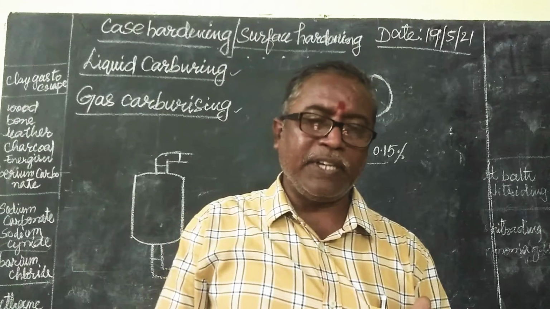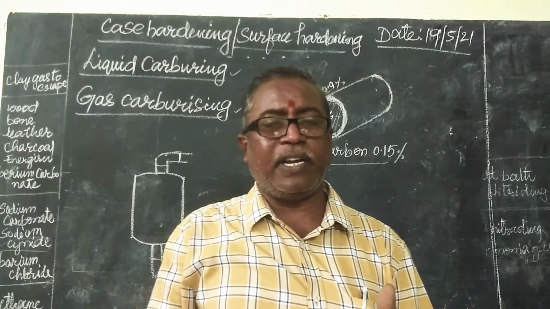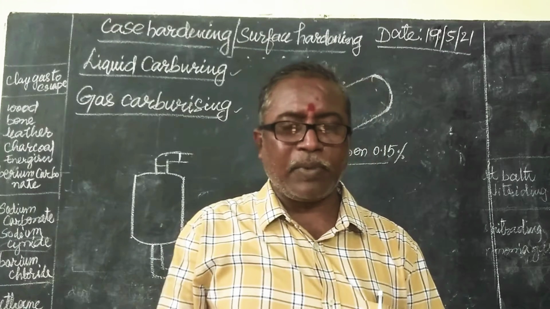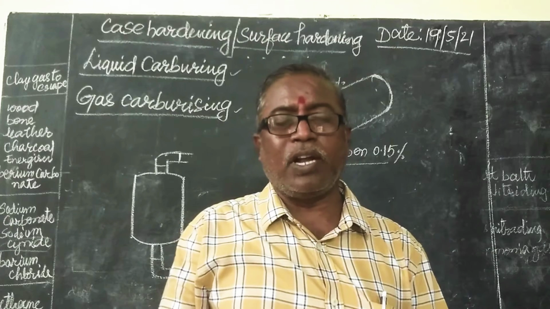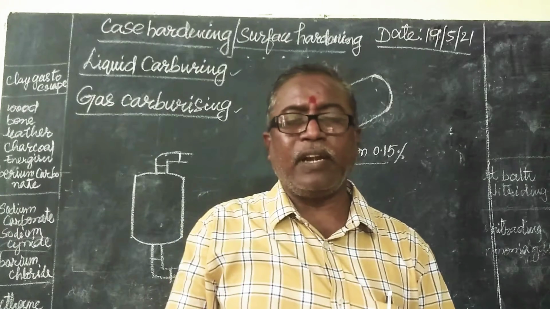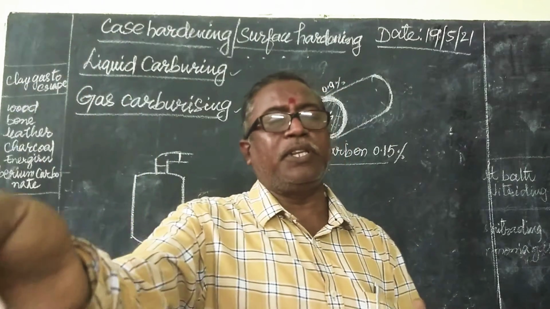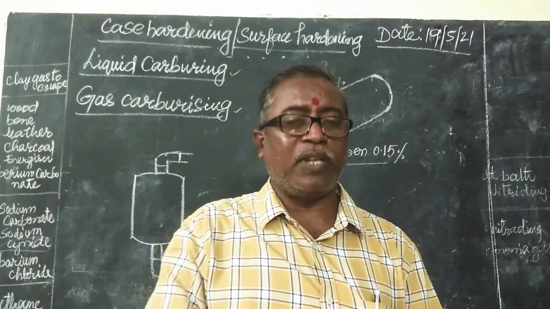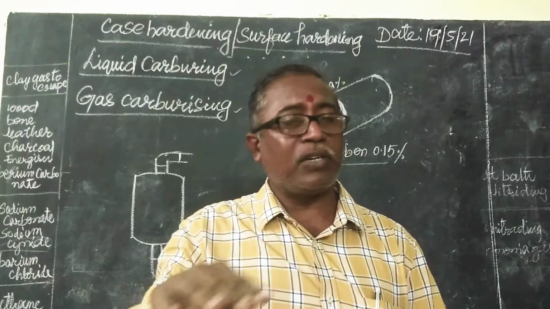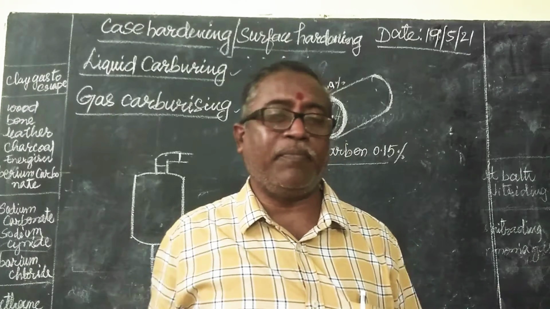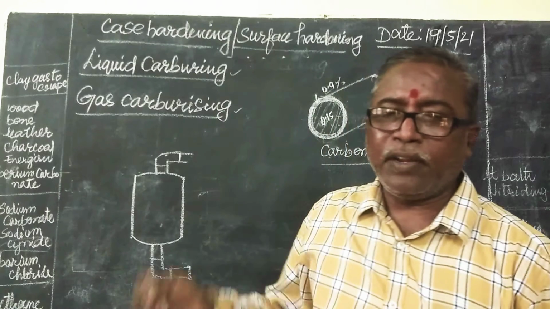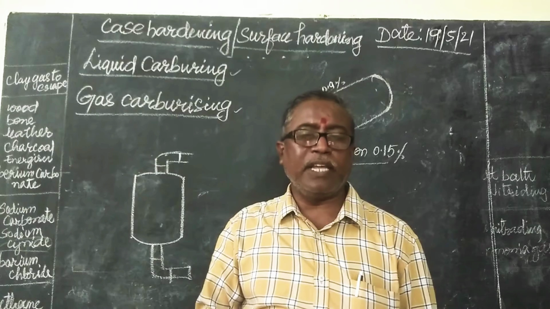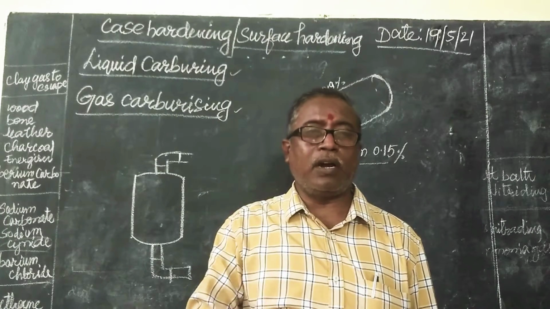By using liquids we can harden the material. By using a pack carburizing box also, that means charcoal also we are using. You know very well, in the blacksmith shop they are using charcoal and heating the material, the carbon penetrates into the material and the outer surface of the material becomes hard, the same way. So we are diffusing the carbon on the outer surface of the metal, then the metal becomes hard.